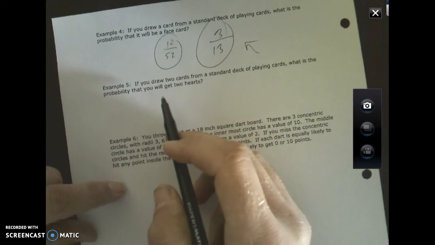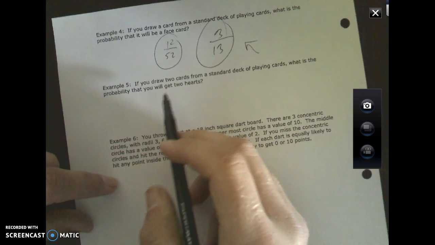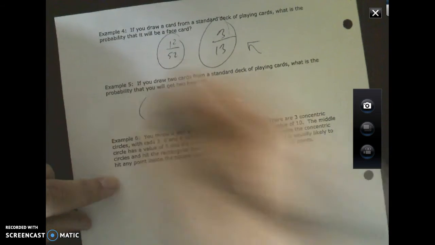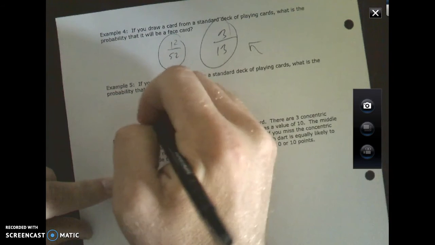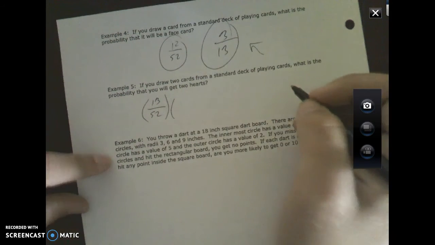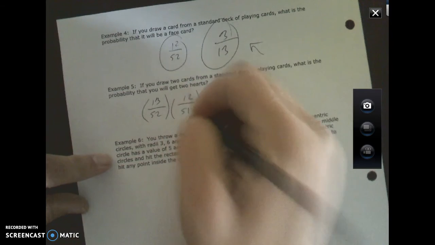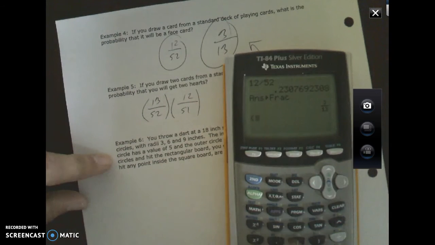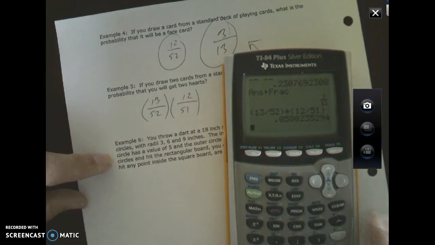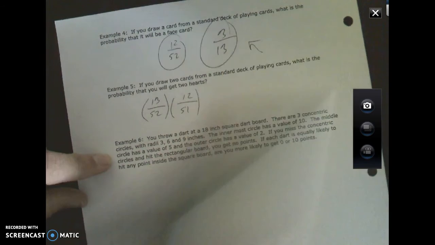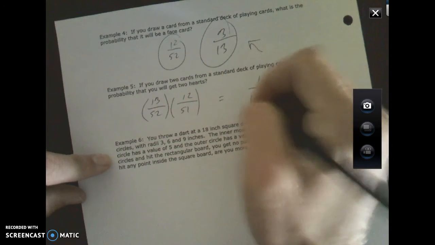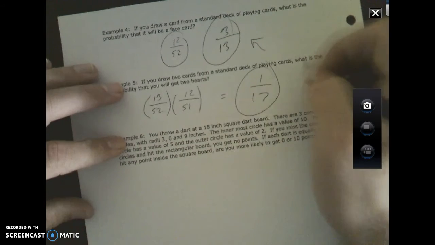If you draw 2 cards from a standard deck of playing cards, what's the probability to get 2 hearts? Well, the first time when you reach in there are 13 hearts. Again, use the chart if you need to. 13 out of 52. And the second time, there's 12 left and out of 51. So I can take these 2 fractions and multiply them together. Okay, math, enter, enter. 1 out of 17 chance of that happening. Again, you always want to reduce fractions.